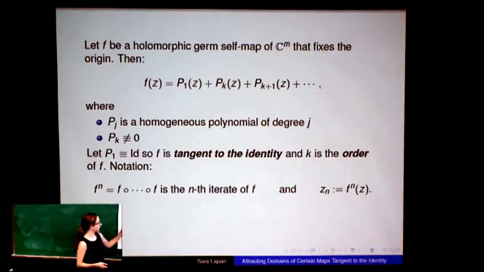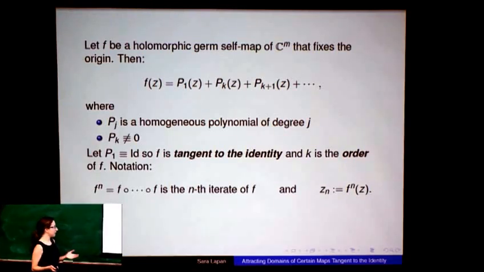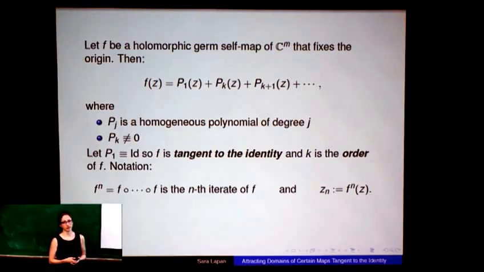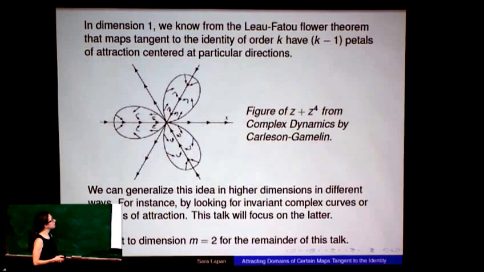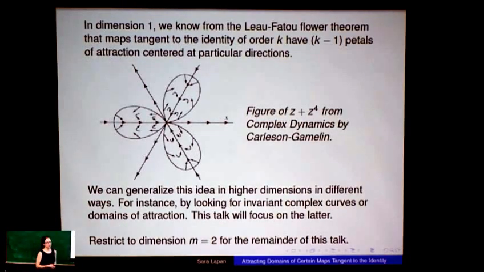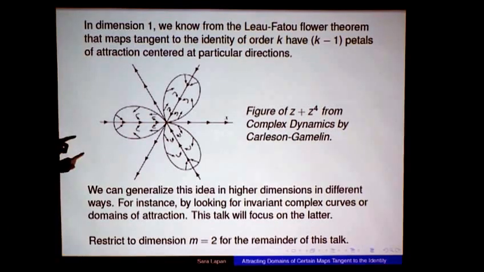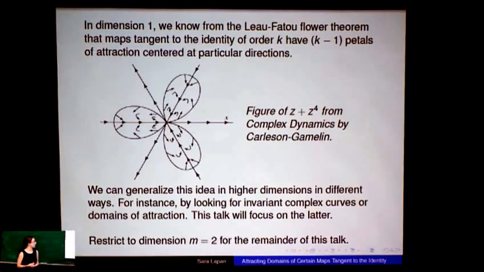And then for notation, f^n just denotes the nth iterate of f, and z_n is the nth iterate of a point z. Okay, so I think everybody in this room knows the one-dimensional case. In dimension 1, we know from the Fatou flower theorem that maps tangent to the identity of order k have k minus 1 petals of attraction centered along particular directions. This picture shows the 3 attracting petals of the map z plus z^4. This is from Complex Dynamics by Carleson and Gamelin.